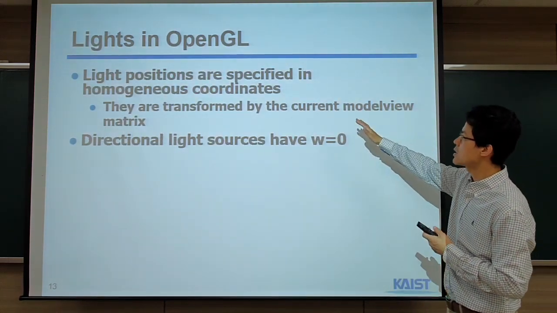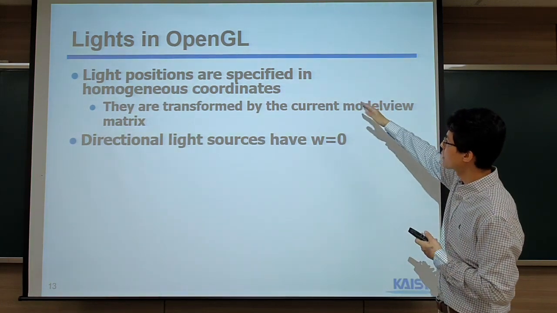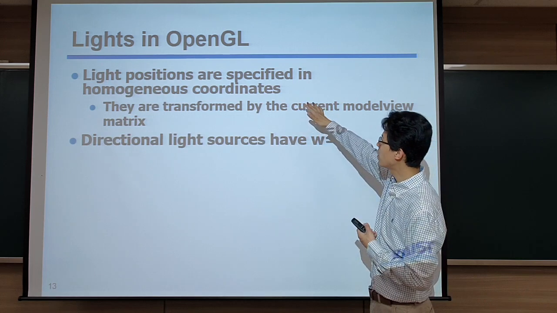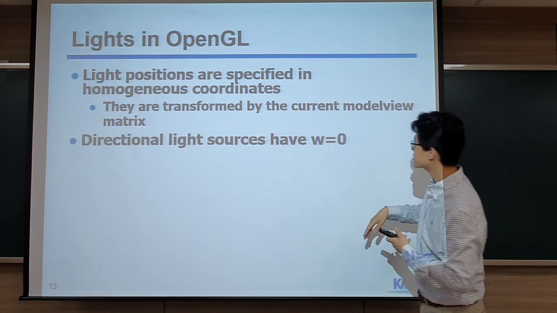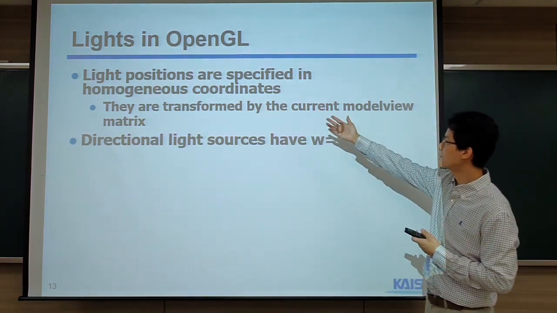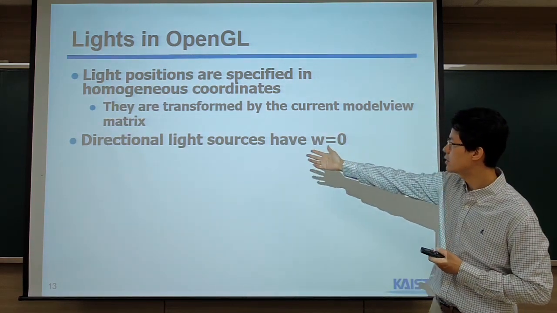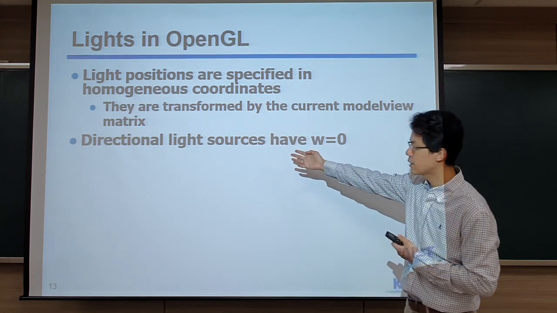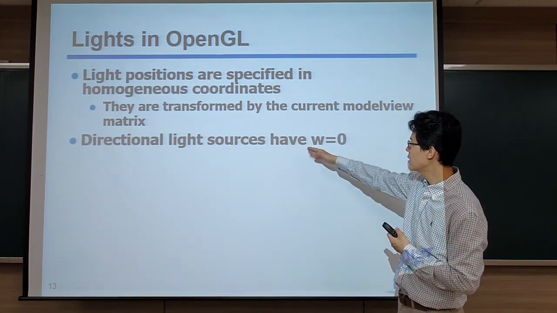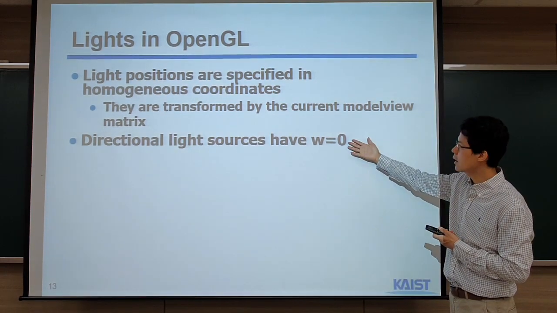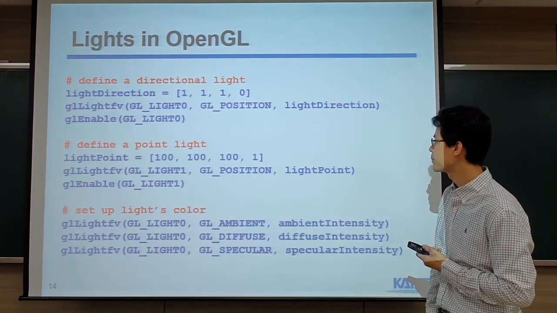Now let's talk about how we can use this concept in OpenGL. Light positions are defined in world coordinates with homogeneous coordinates. If you specify the light, it is also transformed by the current model view matrix. Further, directional light sources are actually directional vectors, so the homogeneous coordinate will be 0, right? In this case, they are vectors, not points.